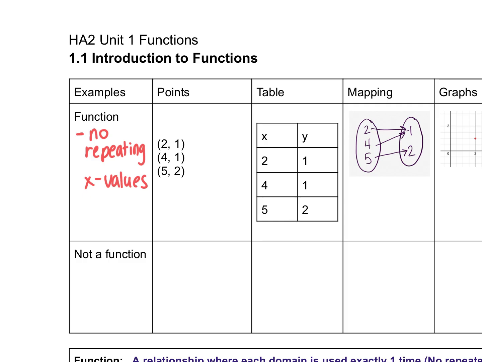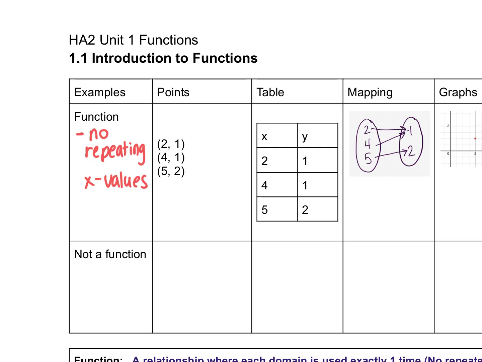If I look at this example that I gave you, I got the points 2, 1, 4, 1, and 5, 2. Is this a function? Yes, why? Yeah, none of these x values repeat. I got 2, 4, and 5. None of those repeated. I should have given you different examples for these other types, but it's actually the same example.